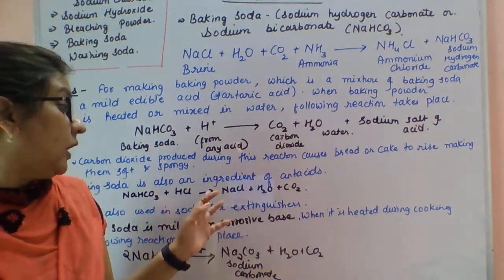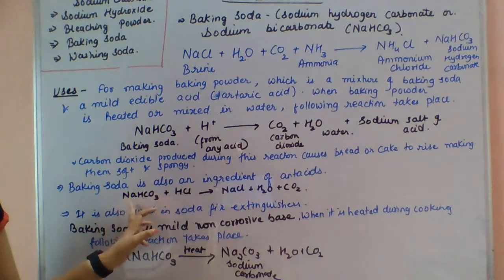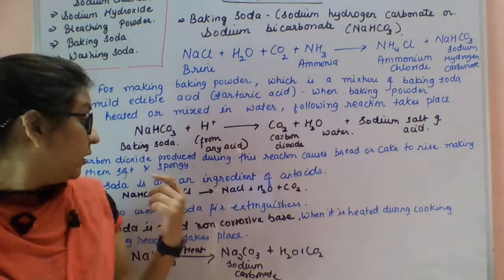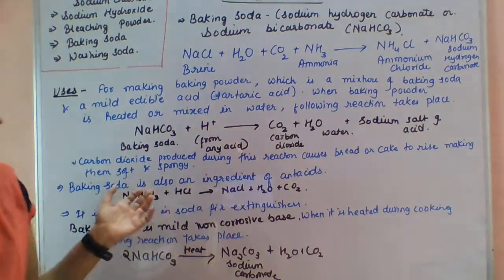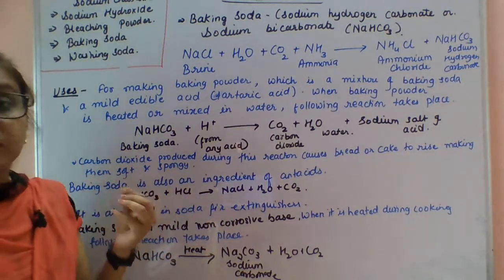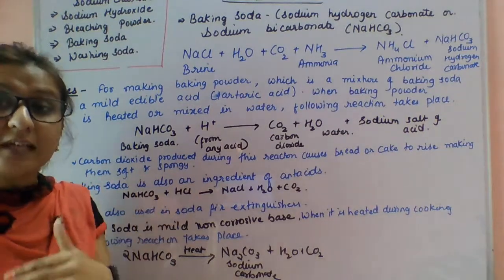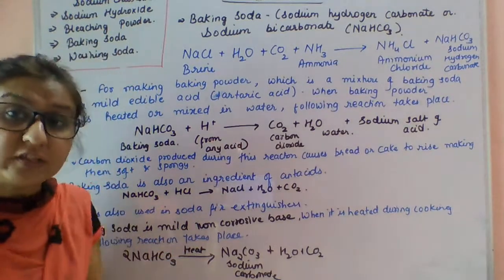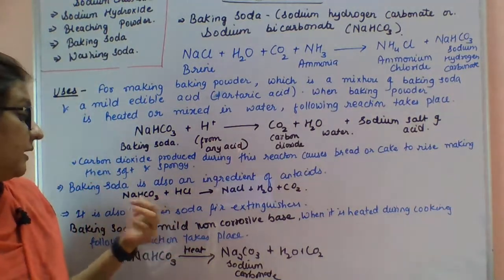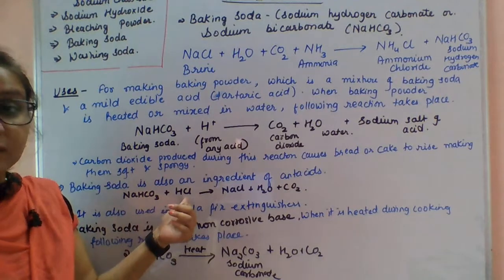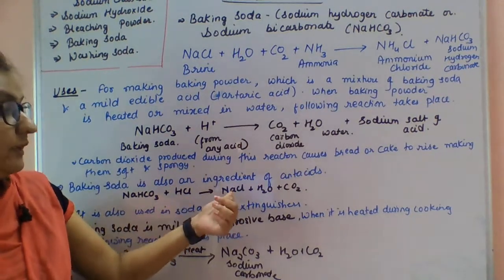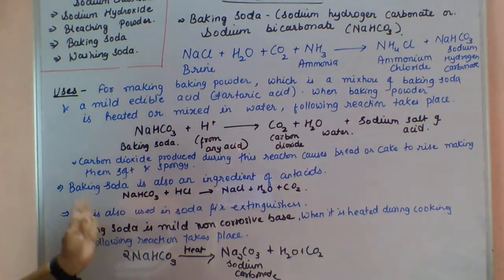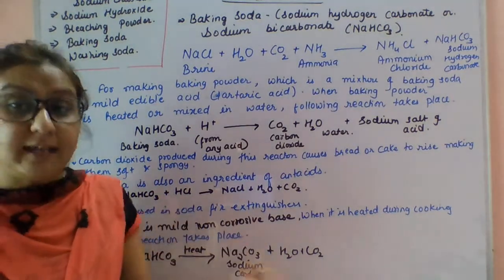Like the Eno powder we drink, that is also an antacid. So baking soda is also used as an antacid. It neutralizes the effect of acid, that is the excessive secretion of HCl in our stomach. So see here, baking soda neutralizes the excessive HCl and forms salt, water, and carbon dioxide. It is also used in soda fire extinguishers.